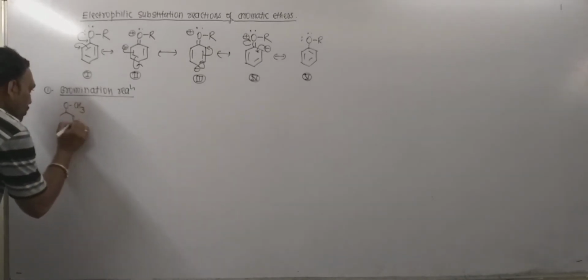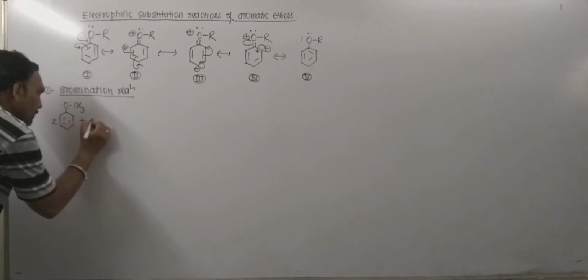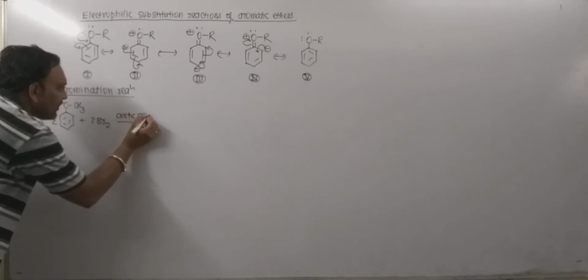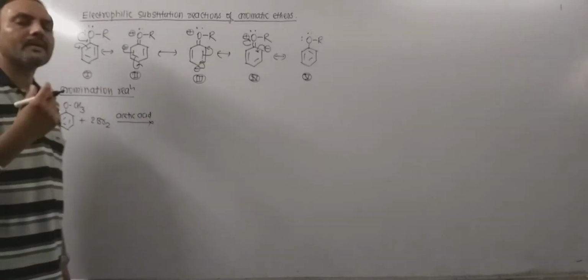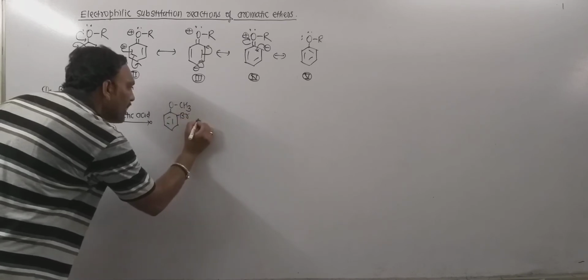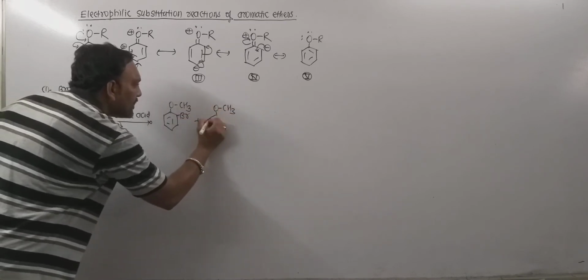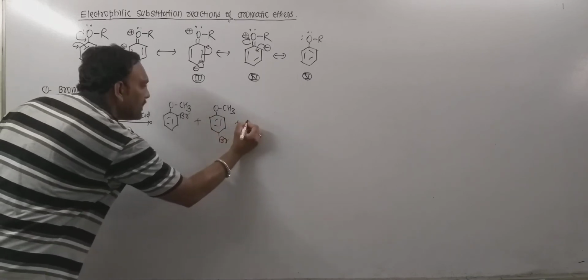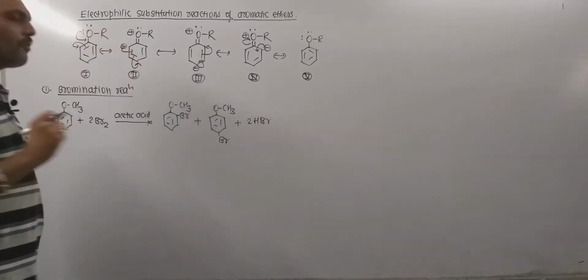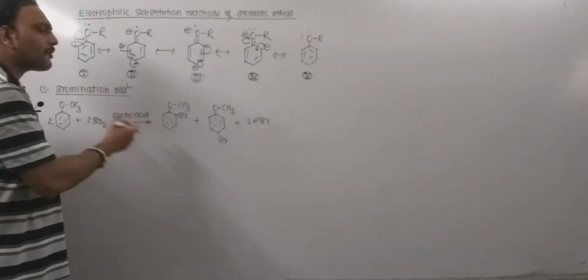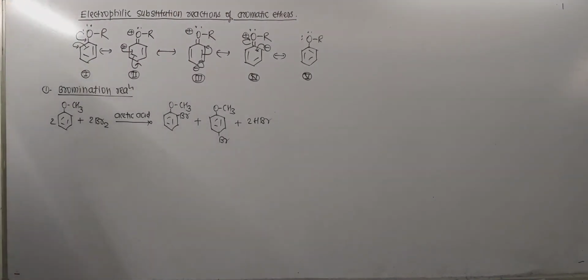So when anisole is treated with bromine in presence of acetic acid, then we receive two different products, out of which one product is the ortho substituted product, that is ortho bromoanisole, and the other product is the para substituted product, that is para bromoanisole, with the departure of HBr. Now right here para bromoanisole is the major product and the ortho substituted product has a minor yield.